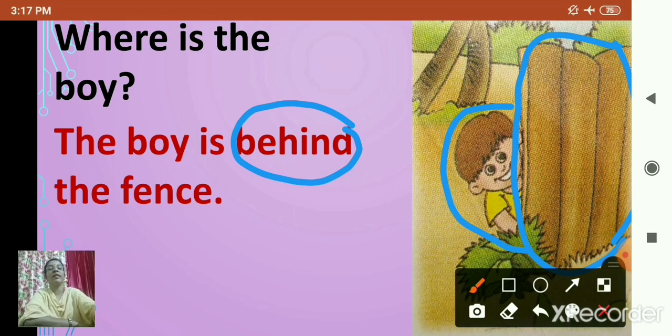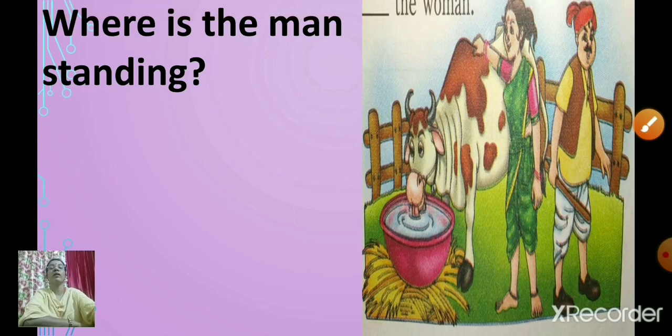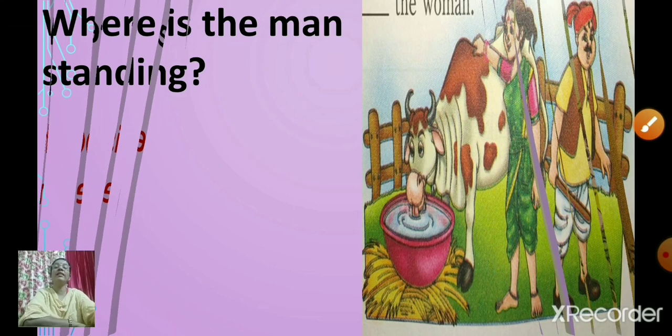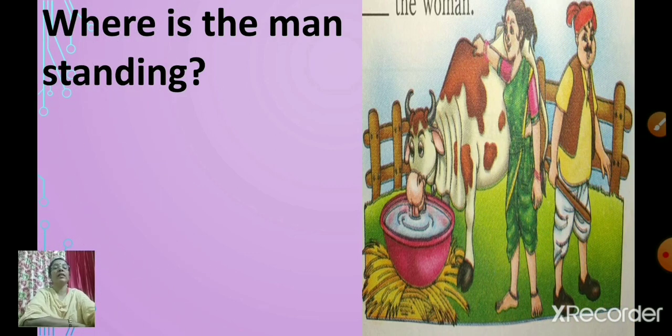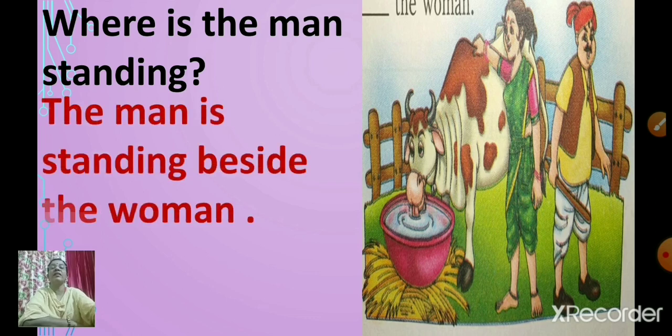Okay. Next one. Where is the man standing? You can see a cow, you can see a woman, you can see a man. So here, where is the man standing? You have to observe the picture properly. The man is standing beside the woman.